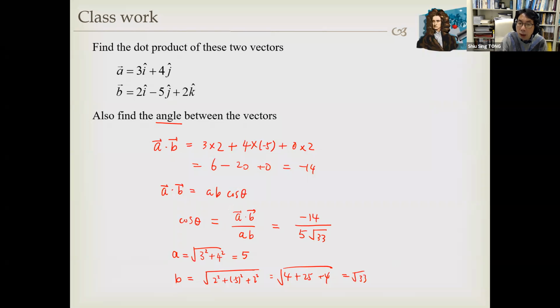So you use a calculator, you take the arc cosine, and you will get an angle larger than 90 degrees because it's in the second quadrant. So that is the idea.